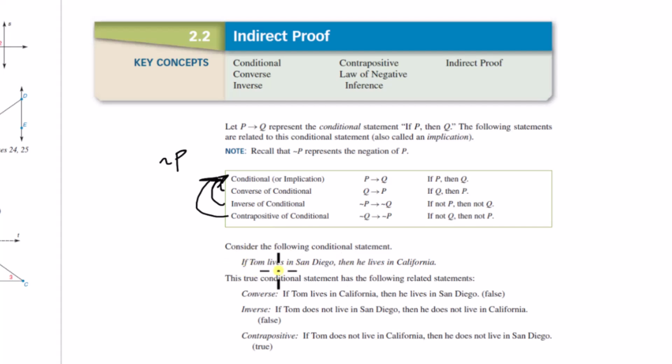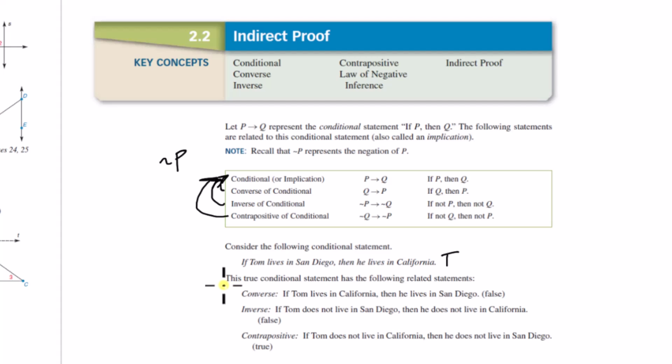So let's take a look at an example. We're given this conditional statement: if Tim lives in San Diego, then he lives in California. What's the converse of that? If Tim lives in California, then he lives in San Diego. The original statement is true. The converse is not necessarily true, so we'd call that false. It could be true, but in general we want statements that are either 100% true or 100% false. So we'd say the converse is false.